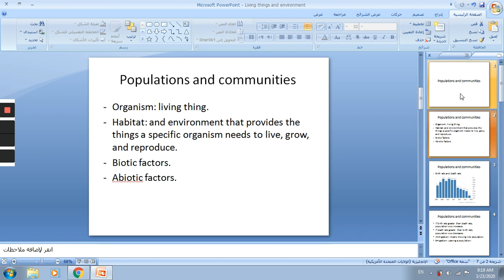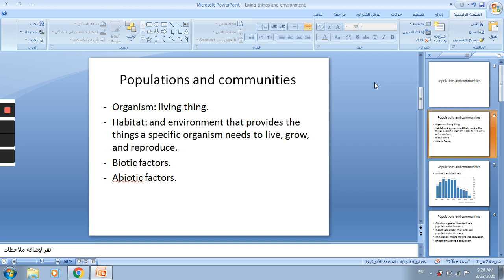First, as an introduction for this chapter, everyone should know these definitions. Organism means living thing. Habitat is the environment that provides the things a specific organism needs to live, grow, and reproduce. It is the interaction between living things and non-living things in an area.